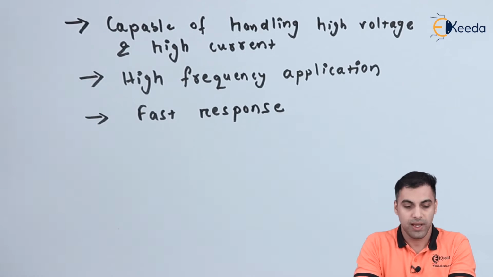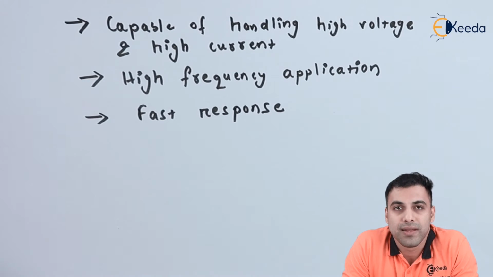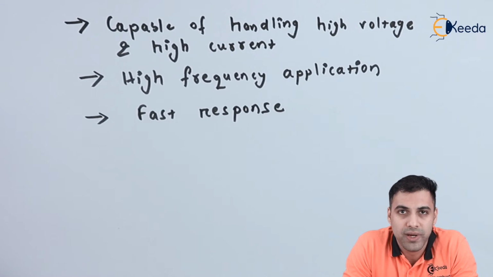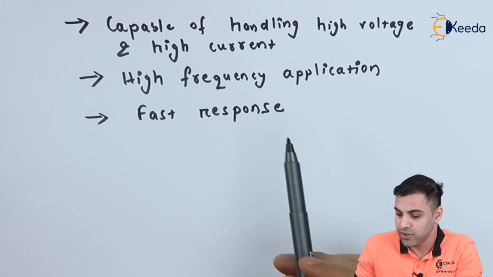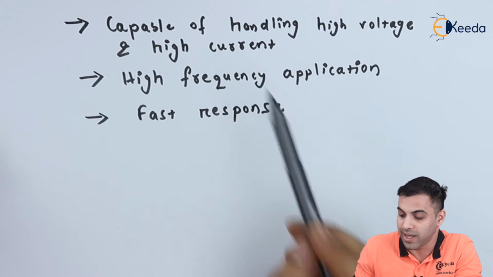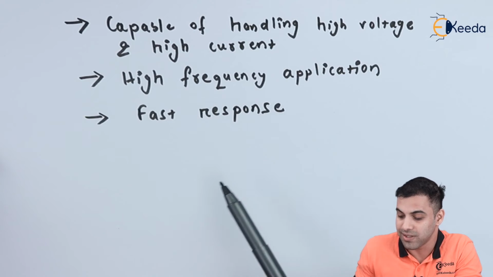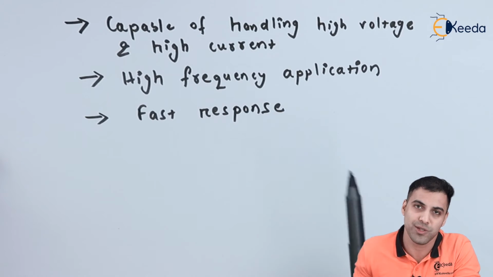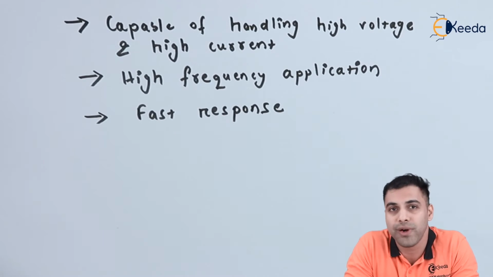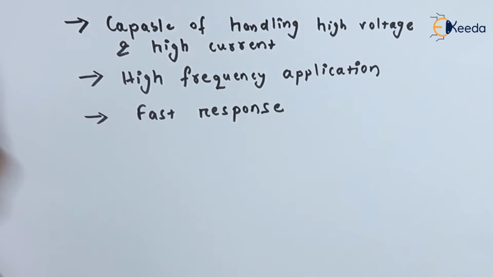Now friends, as you can see here, there are three basic criteria of a power MOSFET. The first is being capable of handling high voltage and high current, then high frequency application, and very fast response. Now let's talk about different examples of power MOSFET.